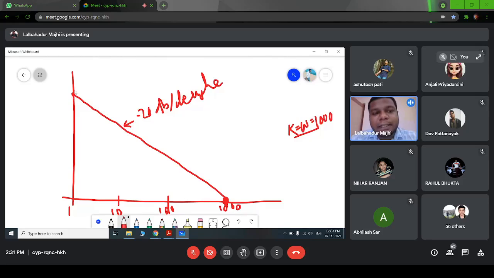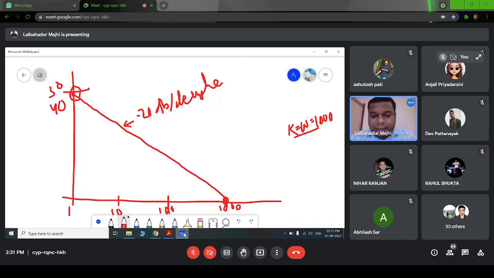It may intersect at any point, maybe at 30, 40, or 50. We don't care about that, but we have to make sure that we are starting from the point where k equals omega. So from this point we draw the minus 20 per decade slope. Okay, so this is done.